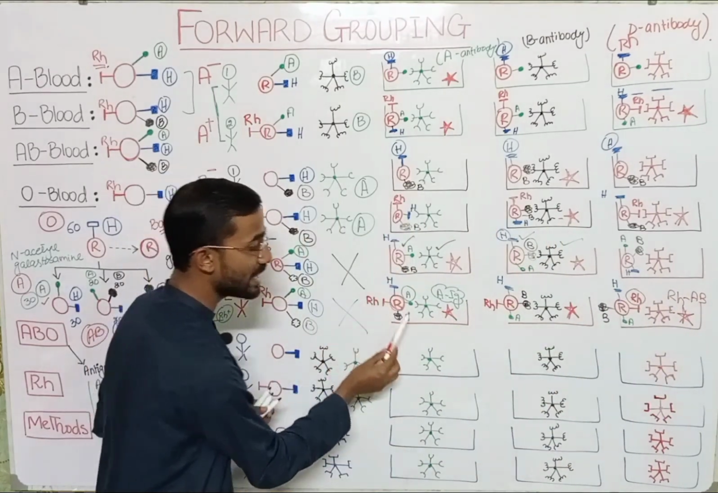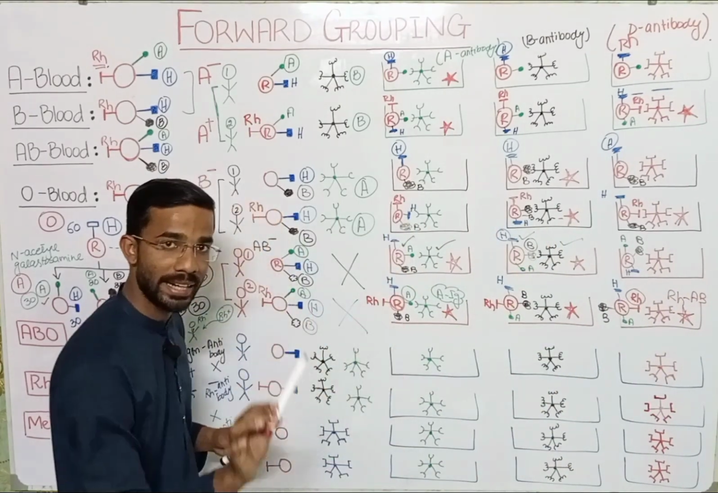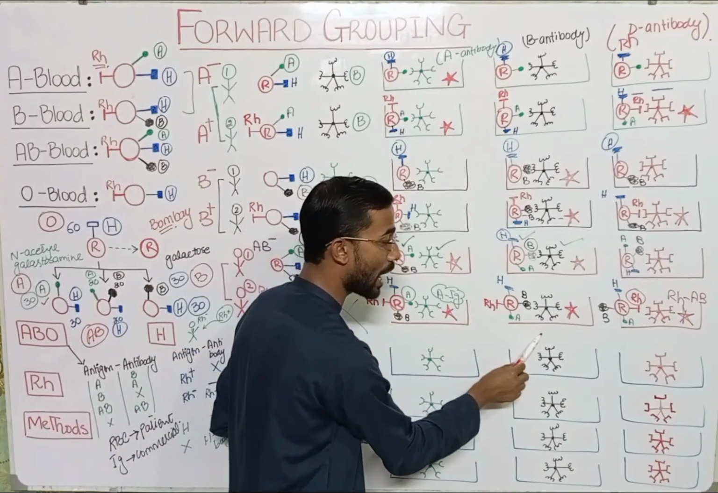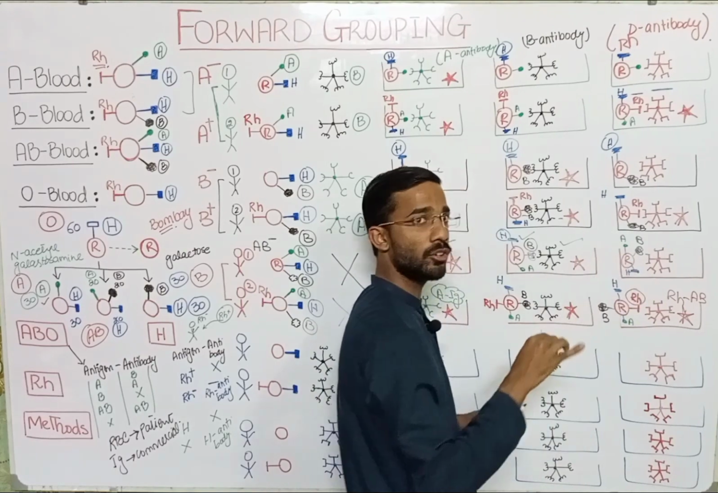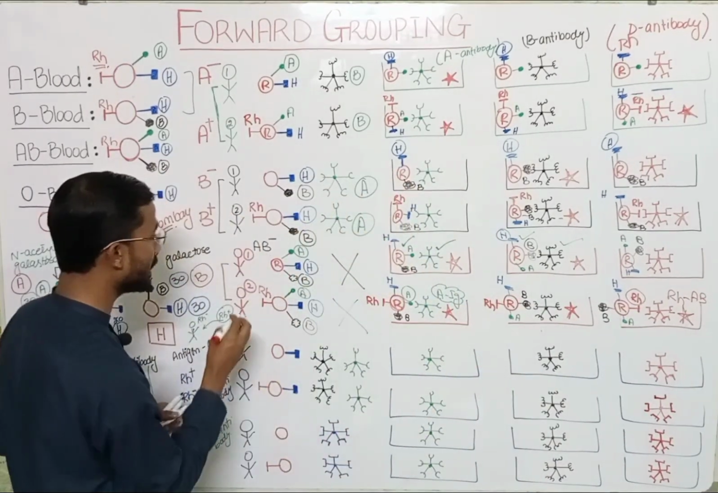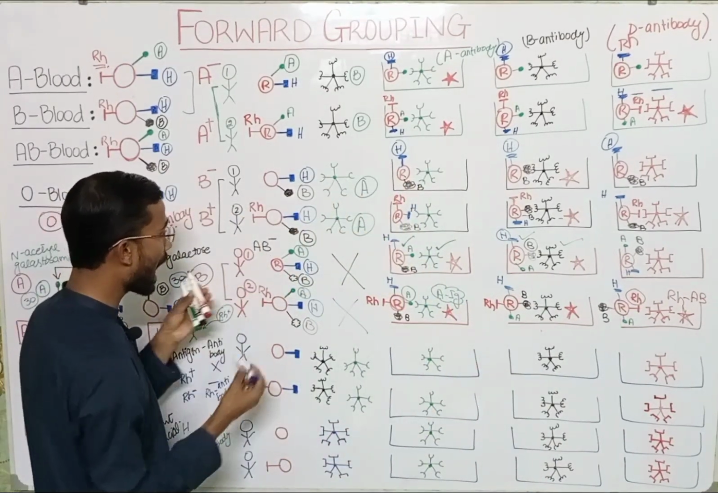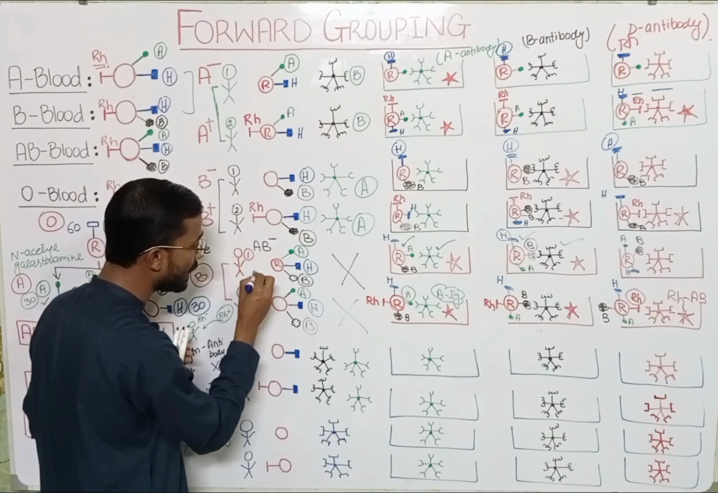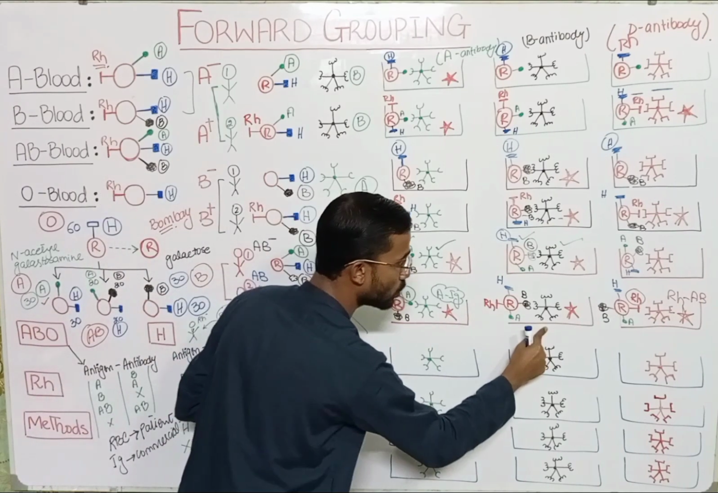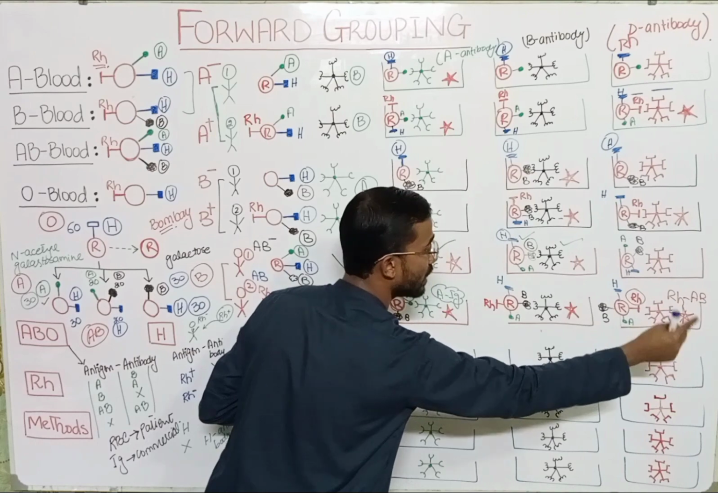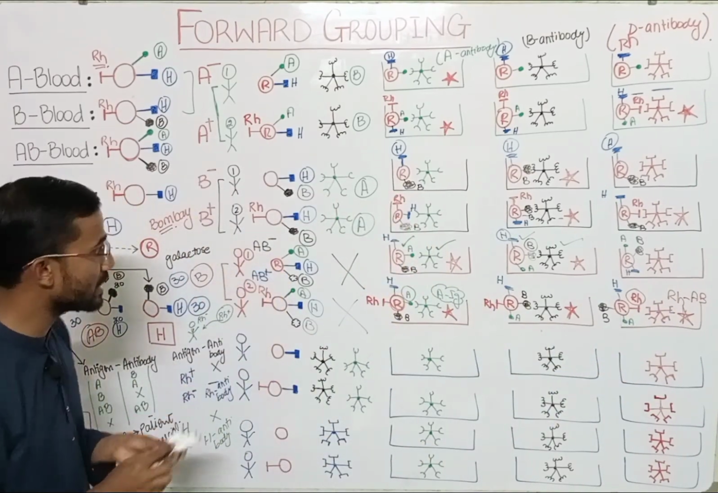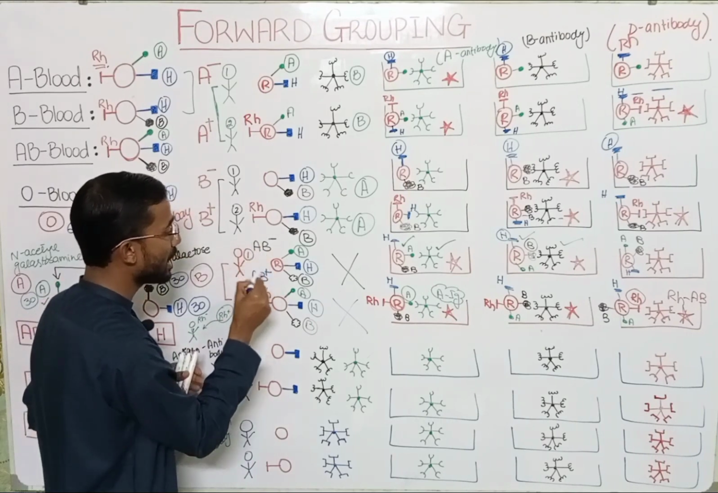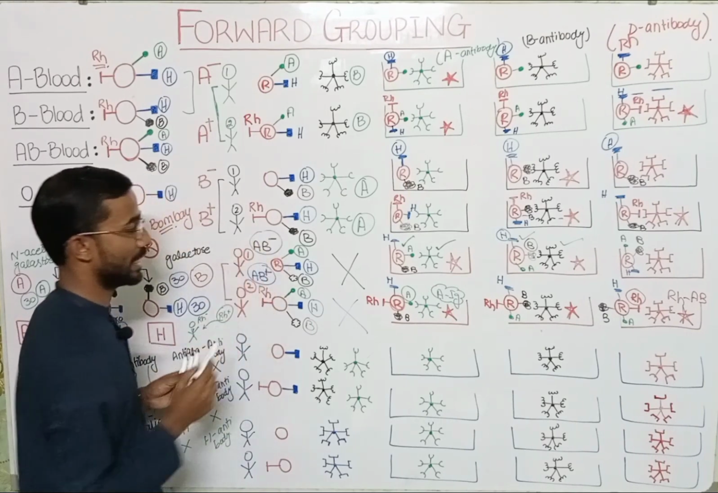So if there is agglutination in the first, I declare it is A. B also forms the agglutination, AB. If there is a third agglutination, then I declare it AB on the basis of the first two. If there is agglutination in the third case, then I declare it AB positive. So here is the case, AB positive and AB negative.